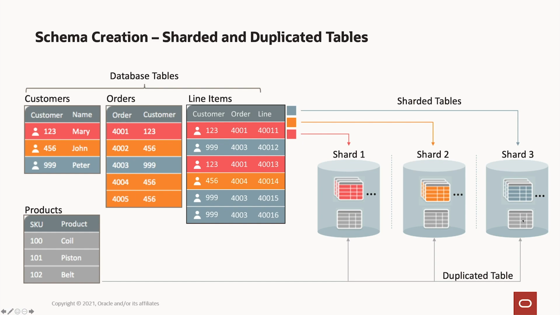So now if I want to run a join against a sharded table and a duplicate table, which is a reference table, my join again gets satisfied locally on a given shard. So if I want to see all the products bought by Mary, again my query can be completely satisfied on shard number 1, and all the results will be returned back to the application.